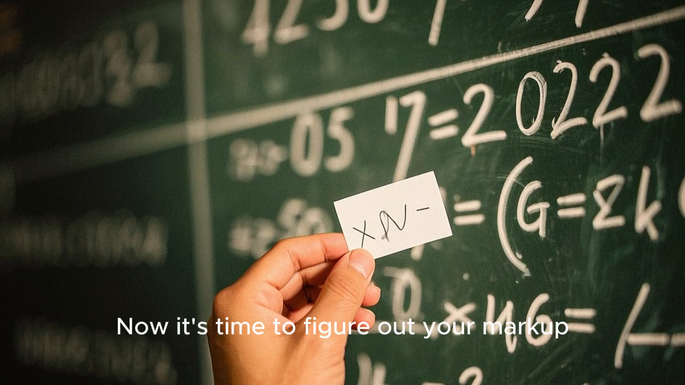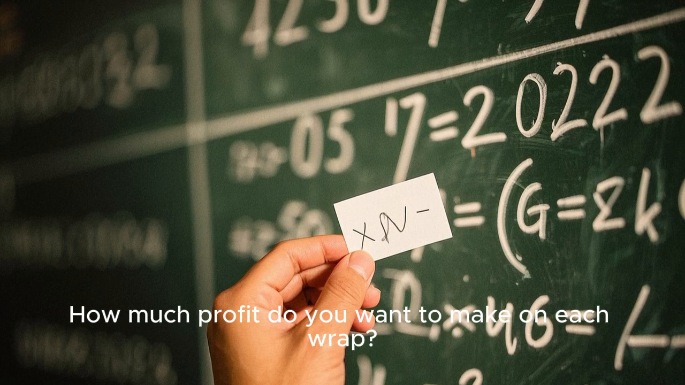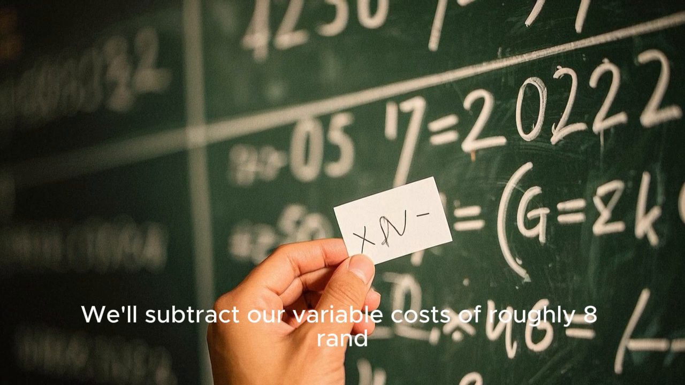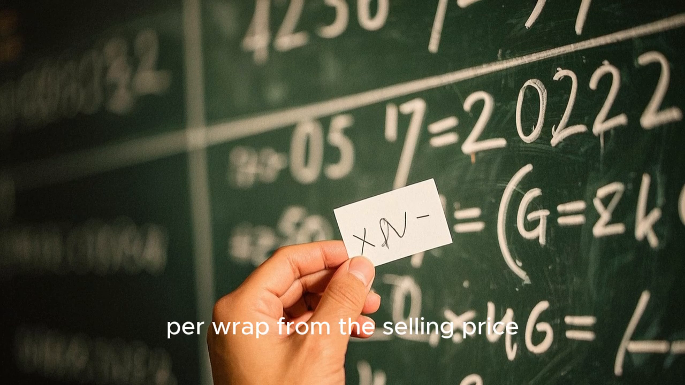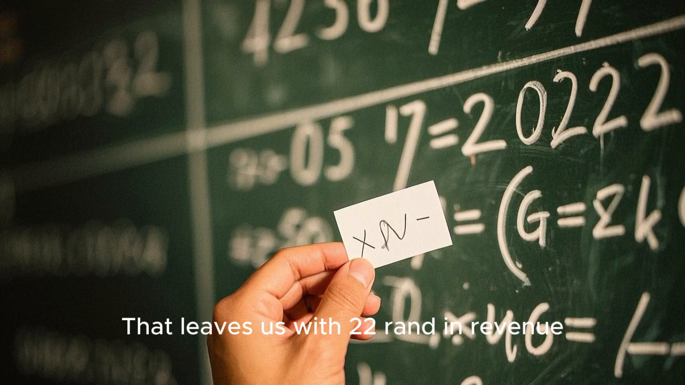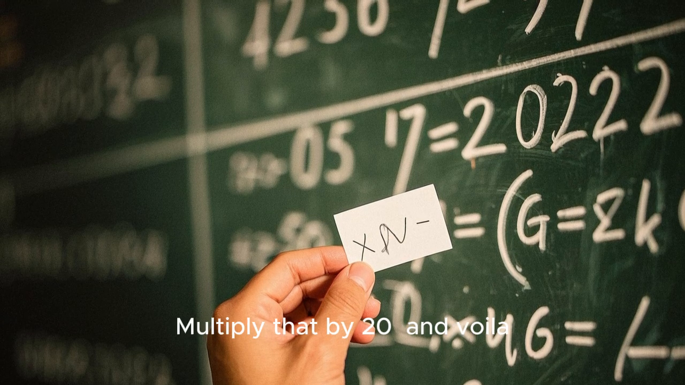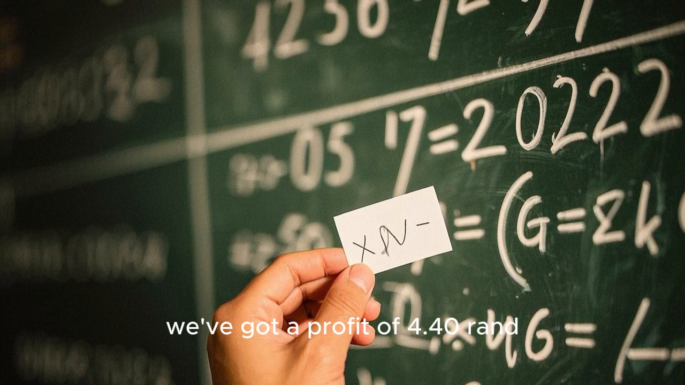Now it's time to figure out your markup. How much profit do you want to make on each wrap? Let's say 20%. We'll subtract our variable costs of roughly 8 Rand per wrap from the selling price, which is 30 Rand. That leaves us with 22 Rand in revenue. Let's multiply that by 20% and voila, we've got a profit of 4.40 Rand.